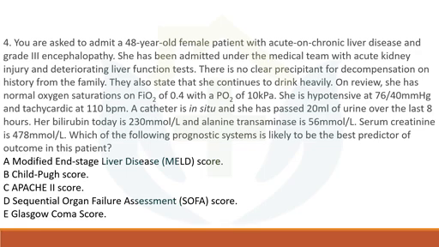On review, she has a normal oxygen saturation on FiO2 of 0.4 with a PO2 of 10 kilopascals. She is hypotensive, 76 by 40, and tachycardic, 110 beats per minute. The catheter is in situ, and she has passed 20 ml of urine over the last 8 hours. Her bilirubin is 30 millimoles per liter, alanine transaminase is 56, creatinine is 478. Which of the following prognostic systems is likely to be the best predictor of outcome in this patient? The options are MELD score, Child-Pugh score, APACHE II score, SOFA score, or Glasgow Coma score.